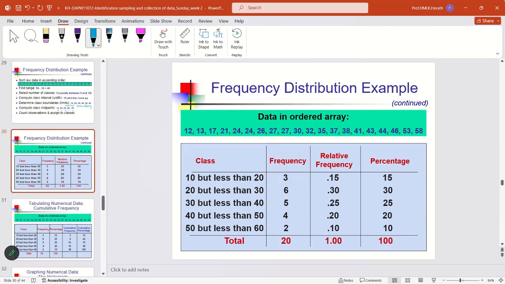So we have 3 in the first class. The second class, we have 4. In the third class, 5 observations, and in the fourth class we have 4 observations, and in the last class we have 2 observations.